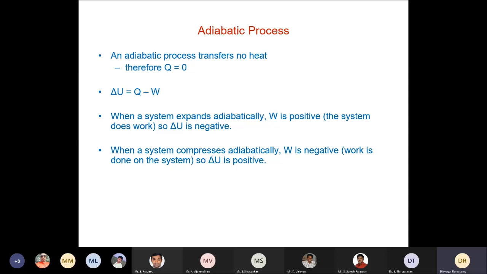So for the adiabatic process, Q will be 0. If Q is 0, del U equals W. If the work is done by the system, W will be positive. If the work is done on the system, W will be negative. So accordingly, if W is positive, del U will be negative. If W is negative, del U will be positive. This is for calculation purposes.